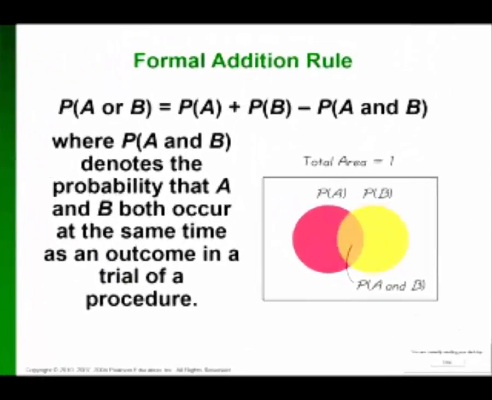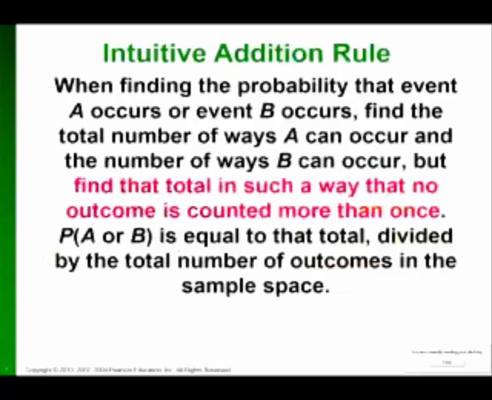The formal addition rule says the probability of A or B is the probability of A, the probability of brown hair, for example, plus the probability of B, the probability of brown eyes, minus those folks that got counted twice. I don't memorize that like I memorize the quadratic formula in algebra. I just understand what that means and make sure to always remember to count the possible outcomes in a way that no outcome is counted twice, which is what the intuitive addition rule says.